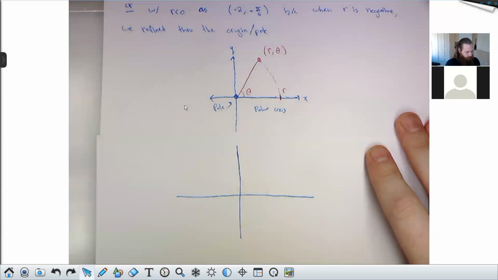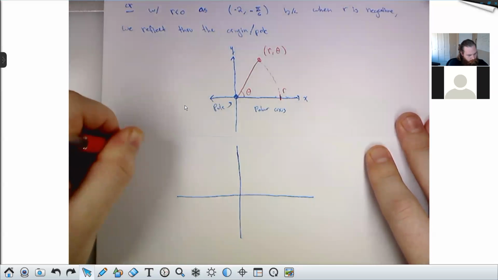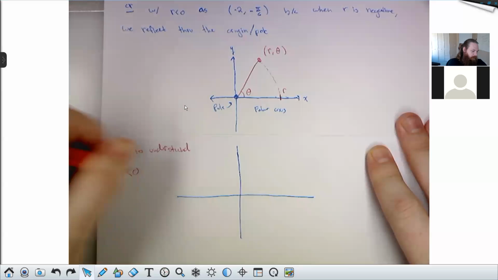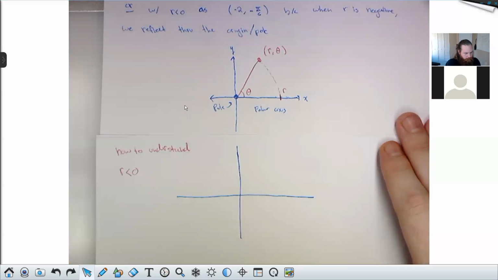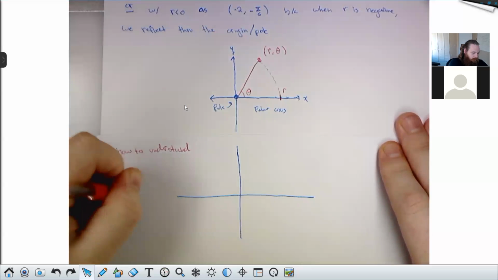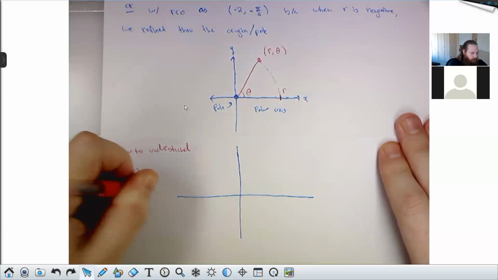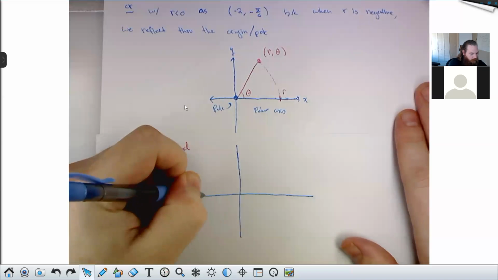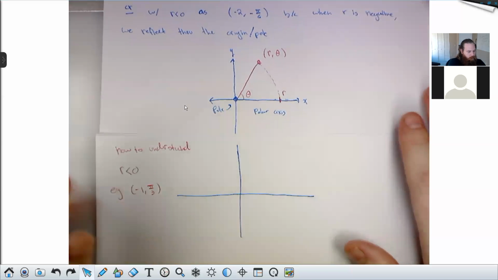All right, so one option, how to get to r being less than 0. Let me do a specific example here. How about (-1, π/3)? So the way I like to think of it is you go to the point with the positive radius, in this case (1, π/3), then you reflect through the origin. The other way to do it is to think about walking out -1 rather than +1 and then doing your rotation. So here, I'll show you how I like to do it first.